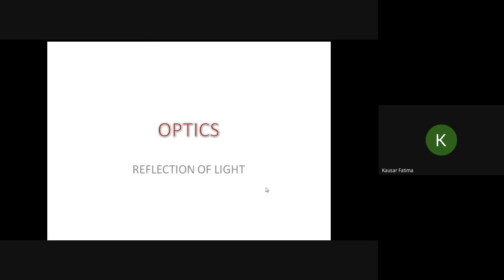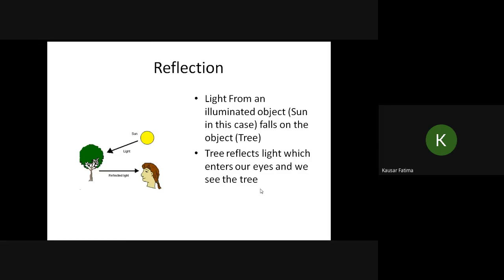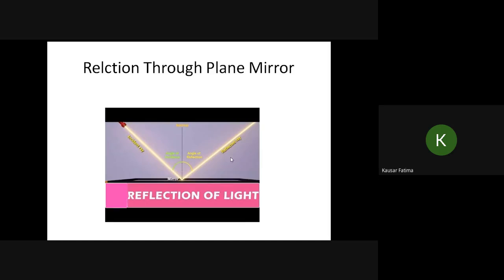Okay, so we see the things because of reflection. Light from an illuminated object like sun in this case falls on the object, here tree, and tree reflects light which enters our eyes and we see the tree. In the same way, all the things around us, people around us, walls, and every object we see because of the light and reflection. So here, mirror is a surface which reflects maximum amount of light. So here, beam of light is striking the mirror and it is reflected.